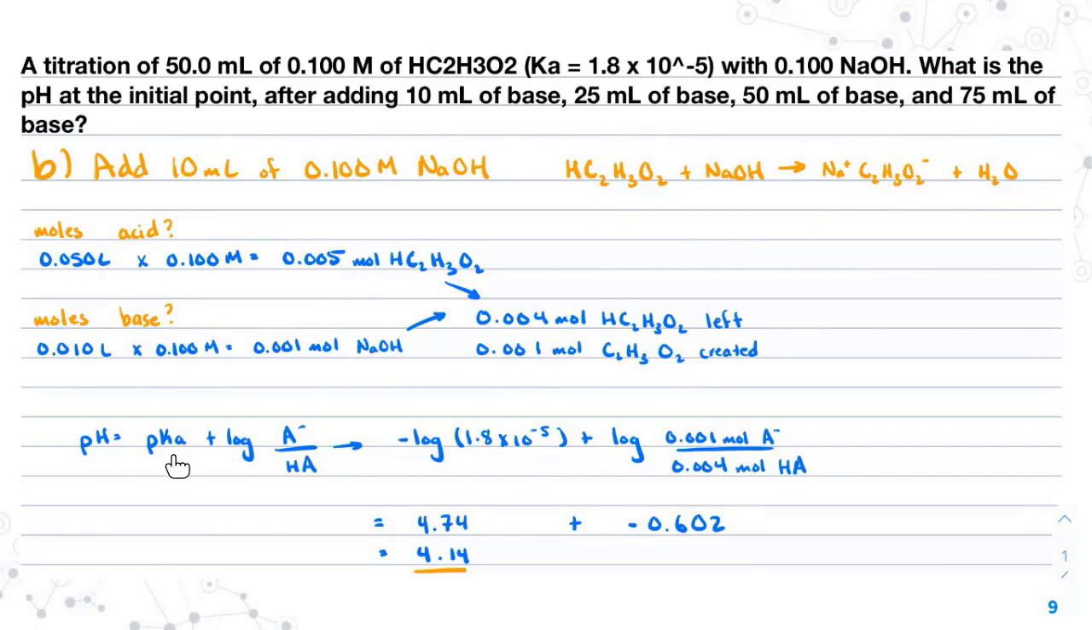So that's pH equals pKa plus log of the conjugate base over the acid. Okay, so we can get pKa from the negative log of the Ka, and then plus log of the moles of the conjugate base over the moles of the acid that we have. And then just doing all the math there, you'll get 4.14. So that's a little higher than the 2.87 we had earlier. And we'll see that continue to rise as we add in more base.